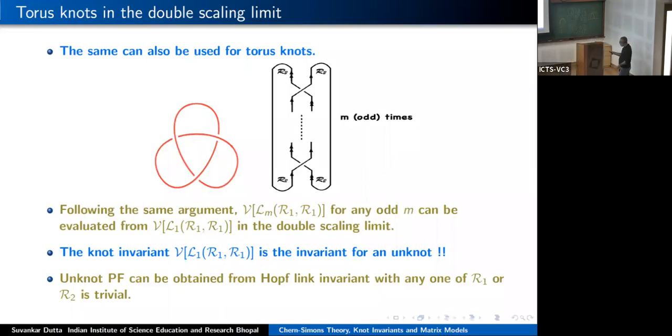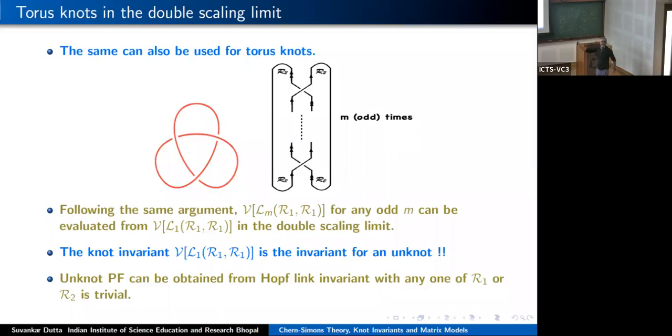Okay. So for odd links also, you can do the same thing. And for an odd link, when I say m equals 1, that corresponds to the unknot. Once we know the invariants for the Hopf link, if I set R1 and R2 to be trivial, I will get the value of the invariants for the unknot. In the same way, if you consider this kind of torus knots, you can calculate the values for large n, by which I mean this particular double scaling limit. You can calculate those values using the knowledge of the unknot.